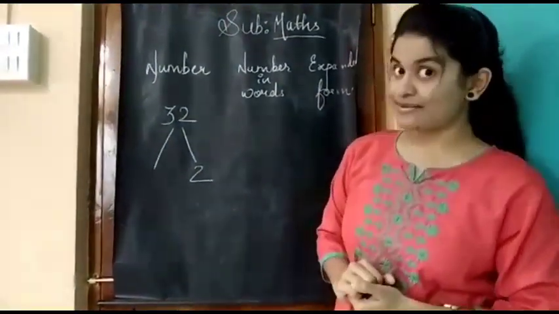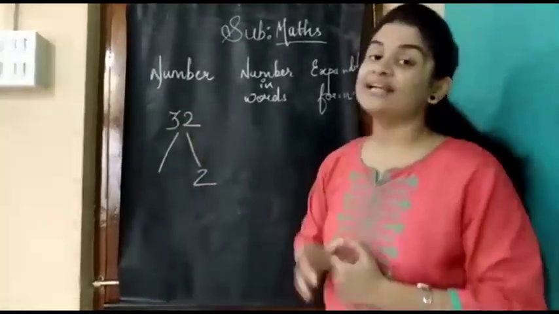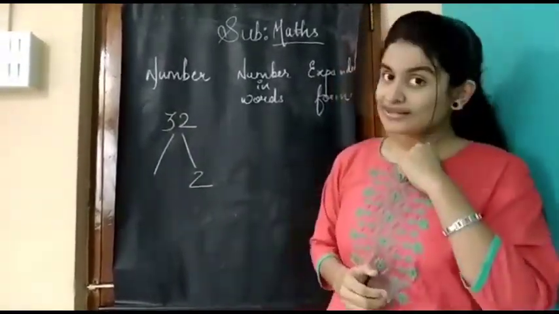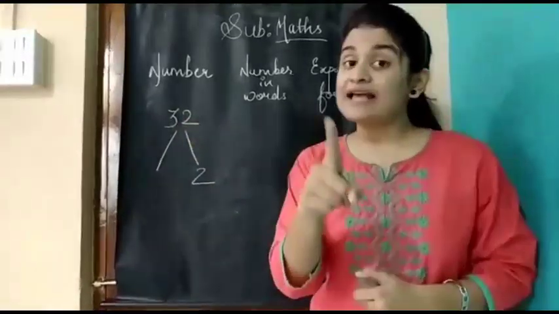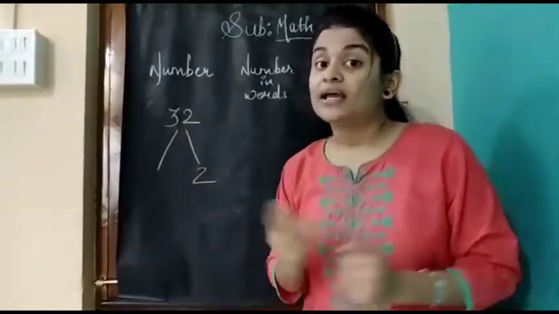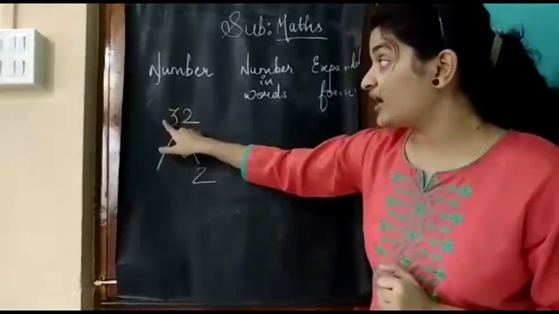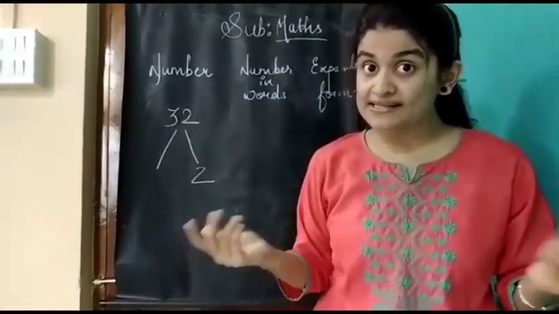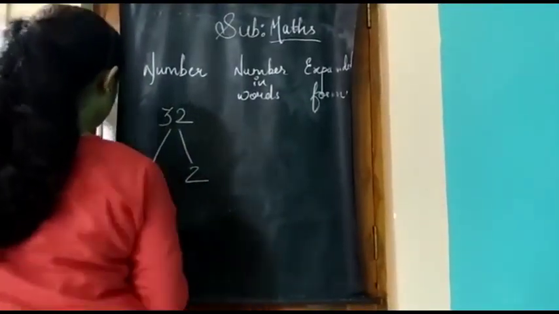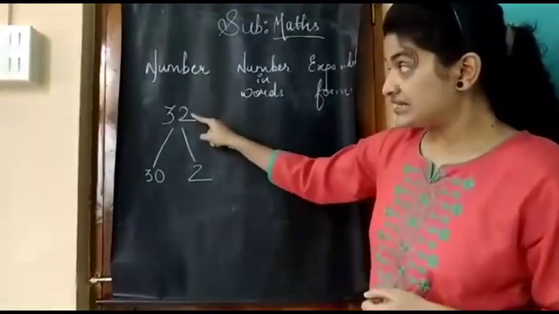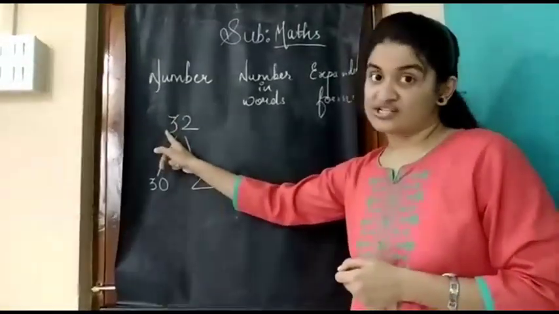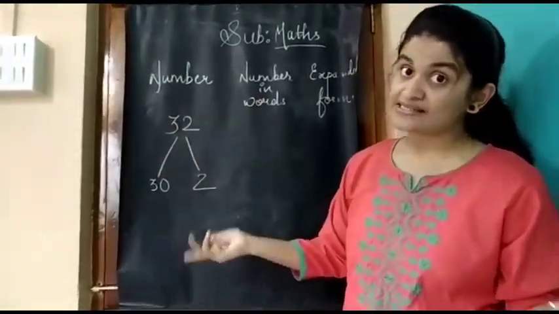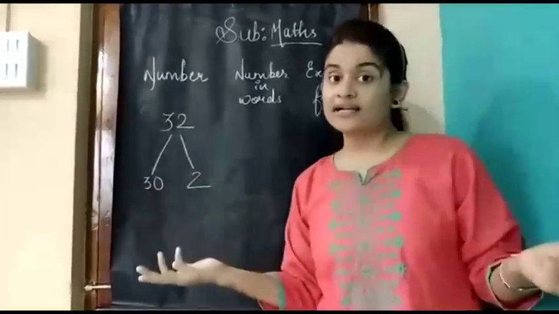Understood? And now tell me, what is the place value of this digit? Yes, the place value of this digit is 30. How? Because this digit is under tens place. So we will write 30. Understood? This is under units place. That's why I wrote here 2. This digit is under tens place. So therefore, we have written here 30.